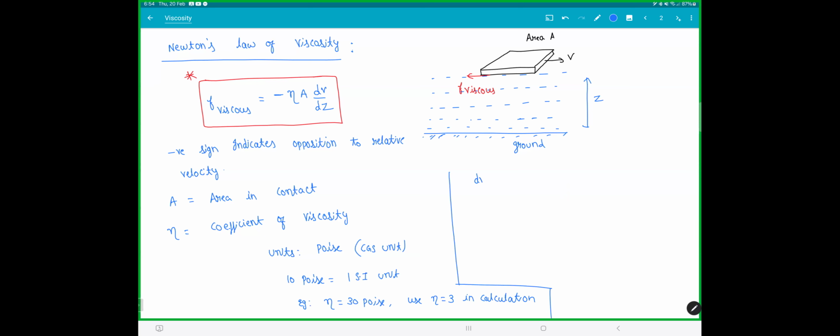And this quantity here, dv by dz, is called the velocity gradient. Basically it tells you how the velocity is changing per unit length or unit depth. So for thin layers, we can write dv by dz as delta v by delta z, which is the relative velocity between two layers divided by the distance between the two layers.